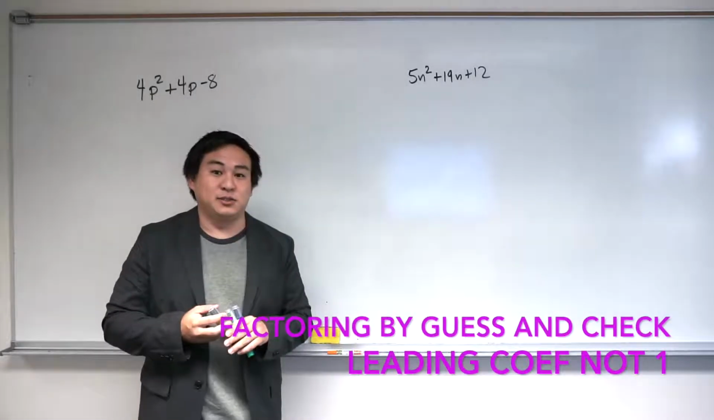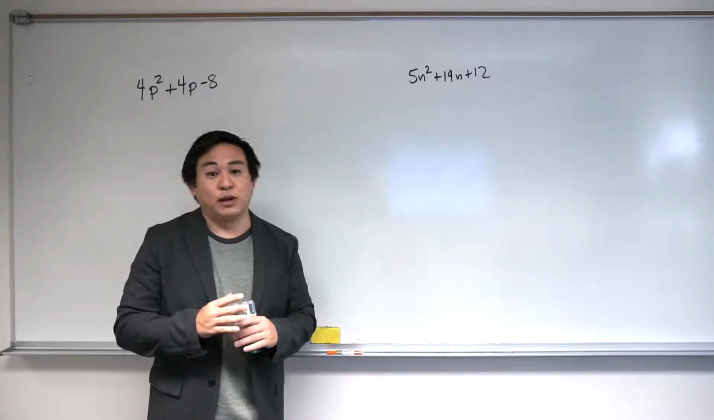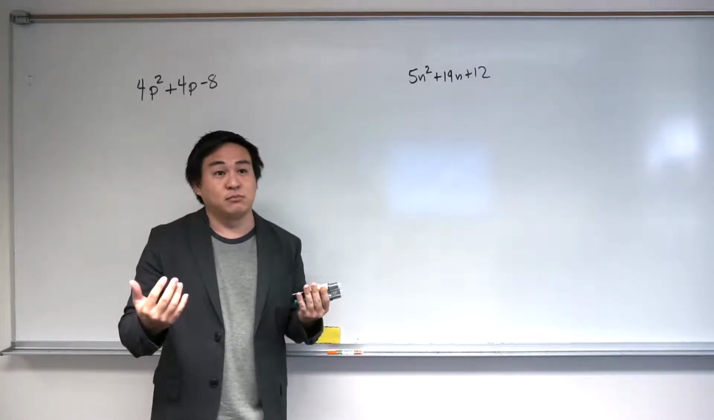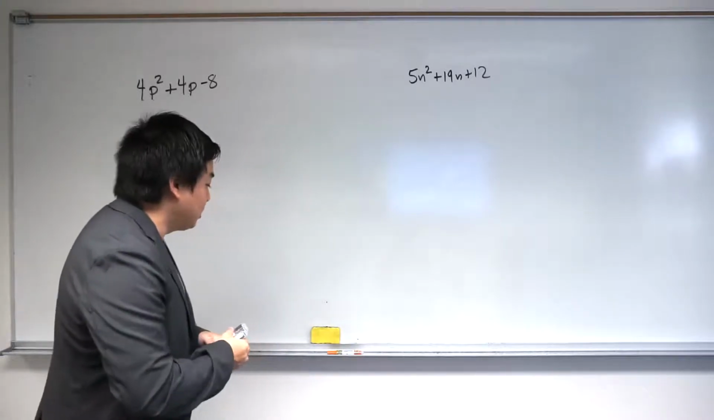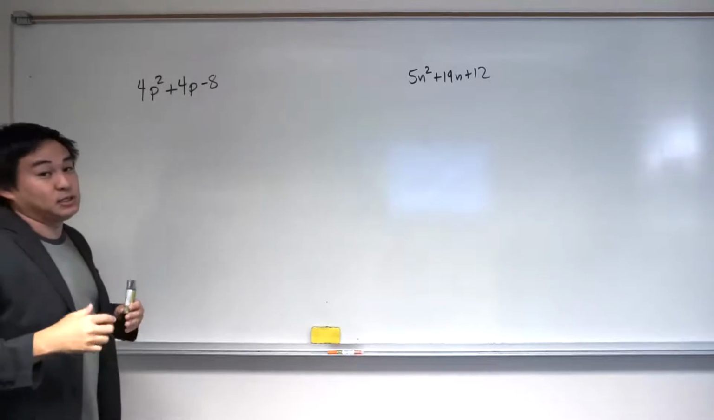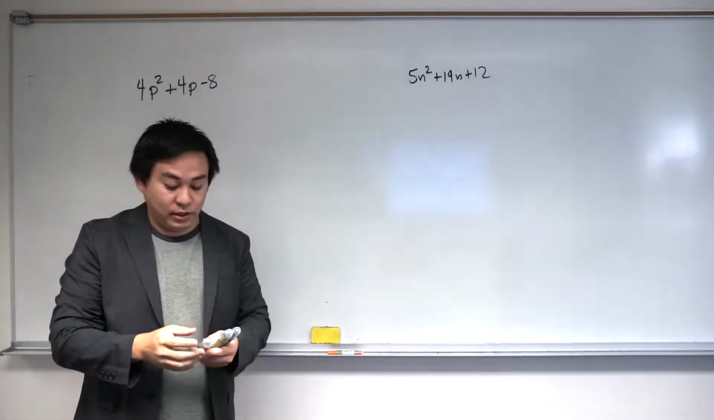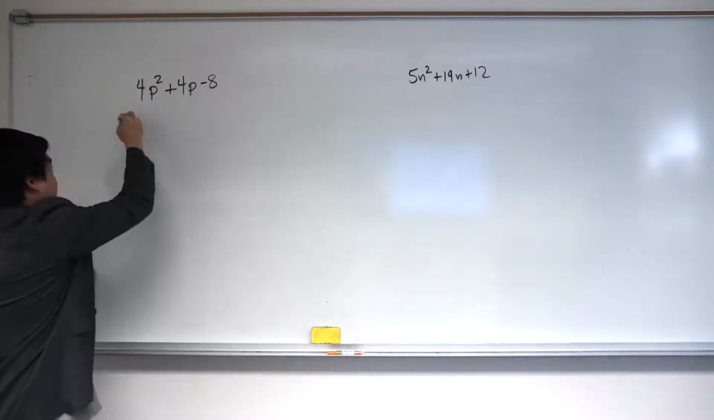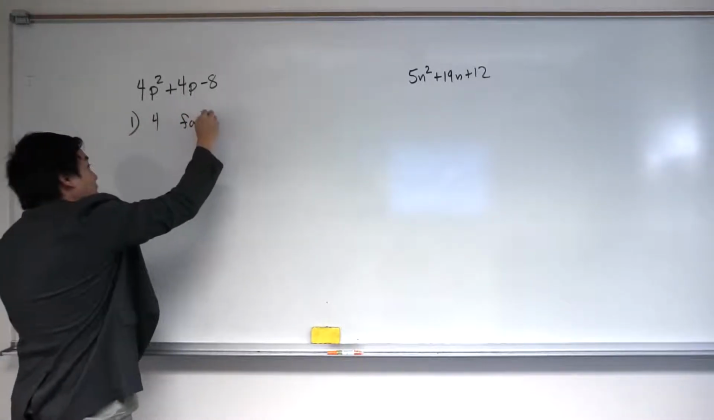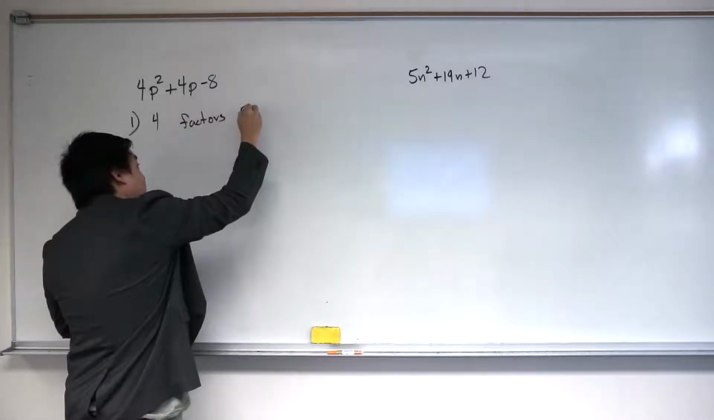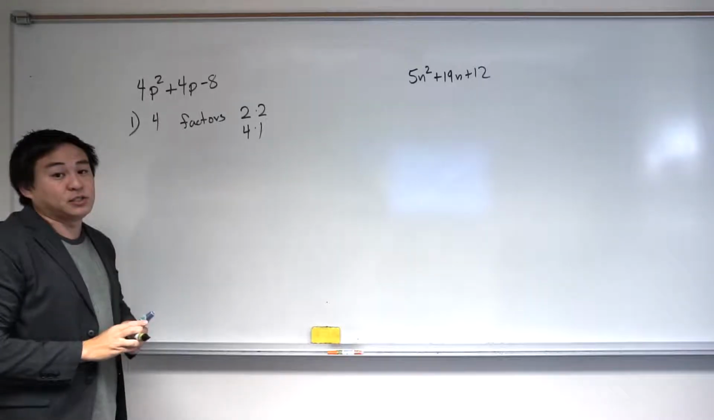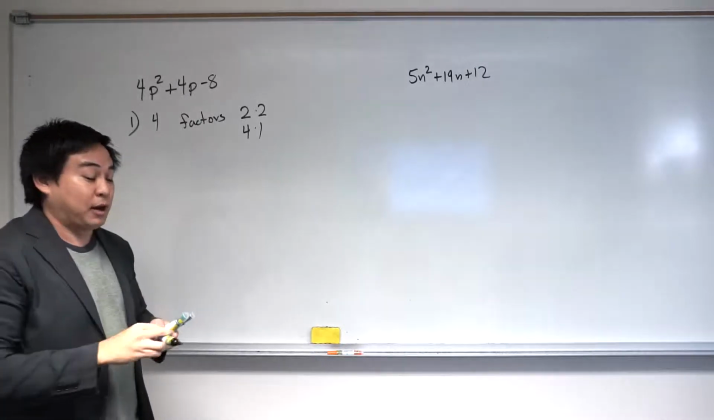Okay, so let's go ahead and do a couple more examples where the leading coefficient, or the number in the front, is not 1. So here, the leading coefficient is the one attached to the p-squared, the number 4. And what we want to do again is write out the factors of 4. So can we see here that we have 2 and 2, and 4 and 1 as the factors. So in this case, there's going to be more than one pair.